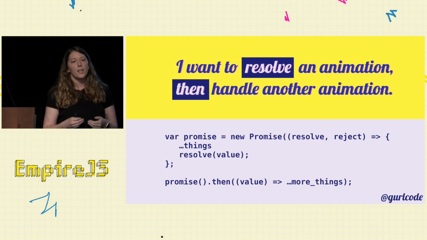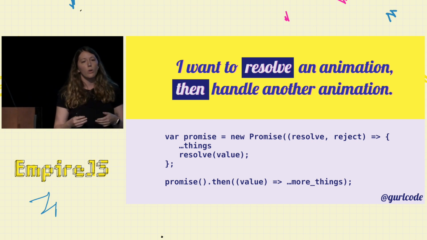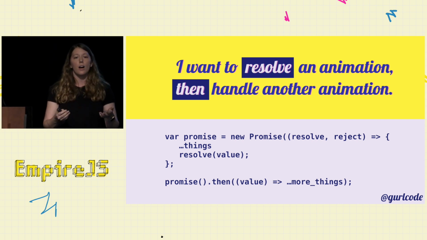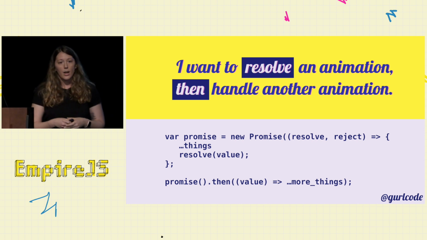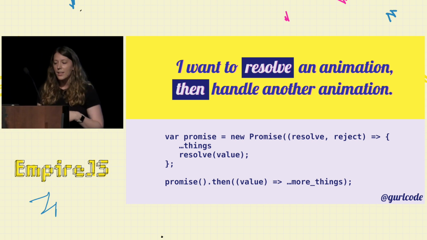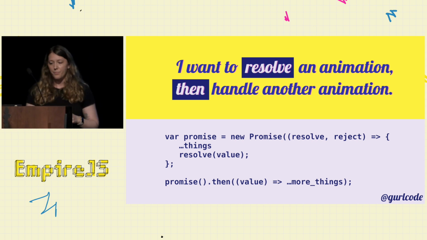So promises represent eventual values. So I can run the animation code inside a promise, and when that resolves, I can kick off another animation. Since promises are thenables, that's when I can start kicking off that animation. And then I can run a chain of animations down.